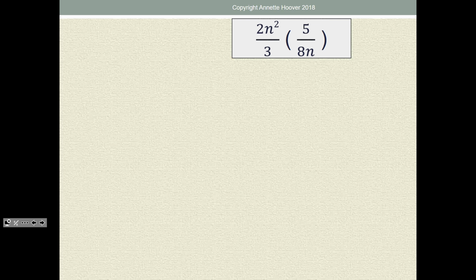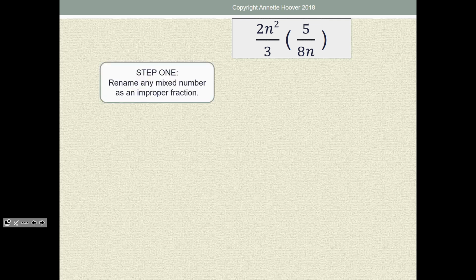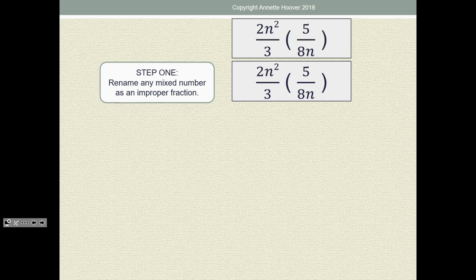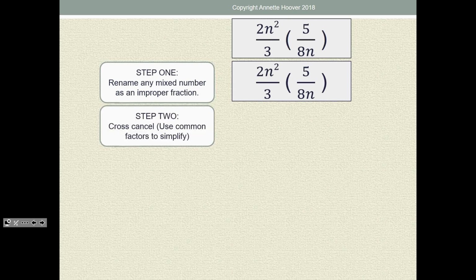Okay, let's look at what happens when we have multiple variables. First of all, we do not have any mixed numbers, so we can move on. Cross-canceling, and when you look at this carefully, first we're going to look at the numbers. We have a 2 and we have an 8. 2 divided by 2 is 1. 8 divided by 2 is 4.